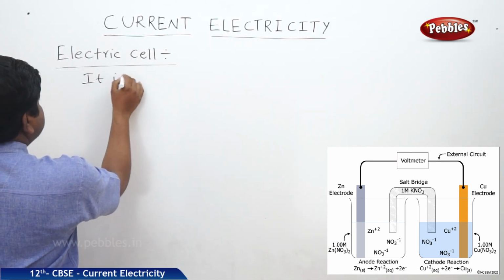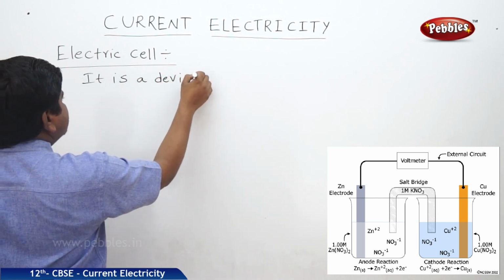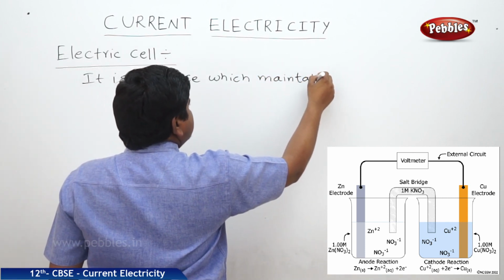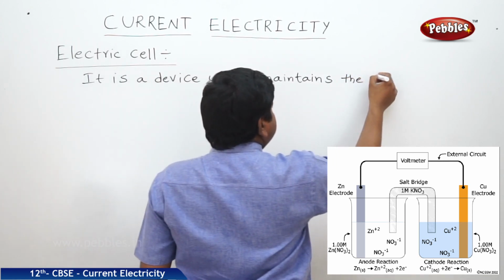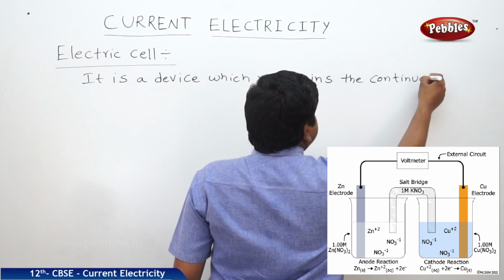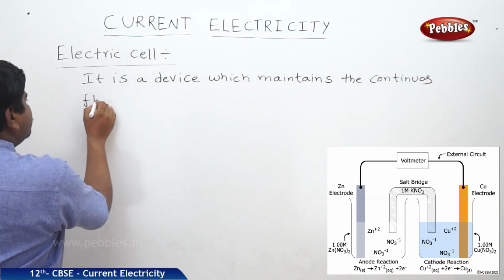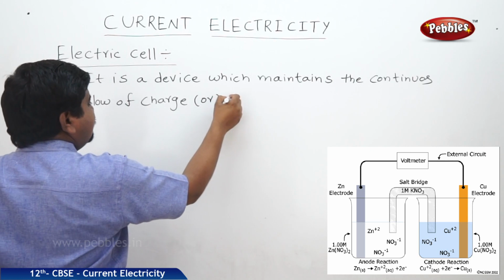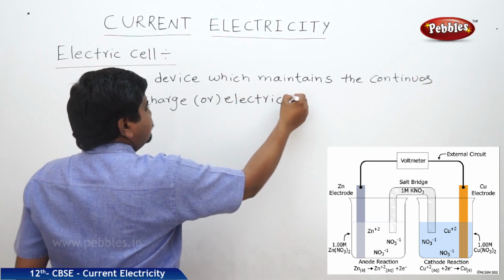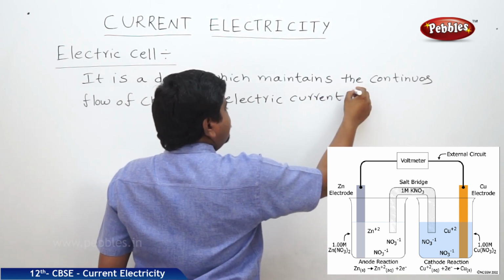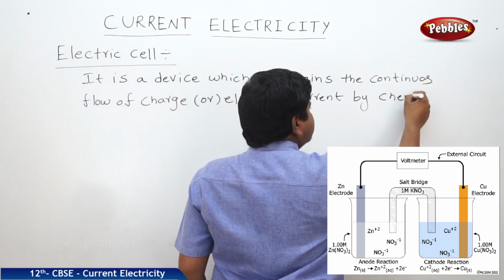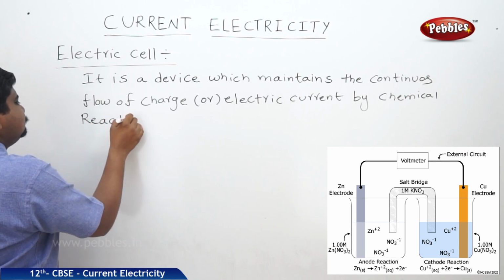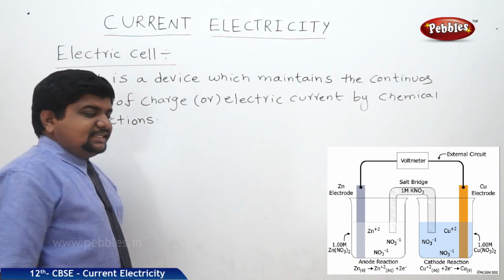It is a device which maintains the continuous flow of charge or electric current by chemical reactions. This is the definition of the electric cell.